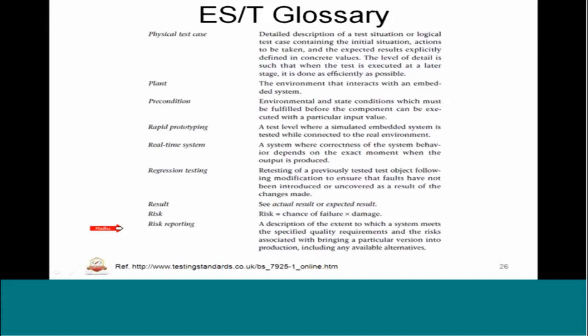Risk reporting: description of the extent to which the system meets the specified quality requirements and the risks associated with bringing a particular version into production, including any available alternatives. That means we have mitigation, how we can de-risk those aspects. All will be part of the risk reporting.